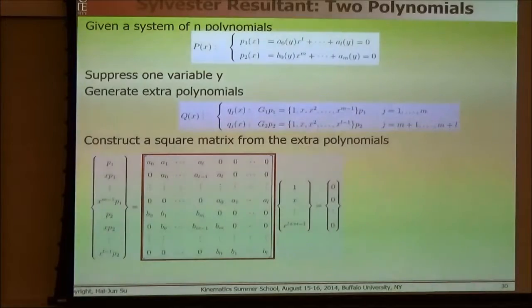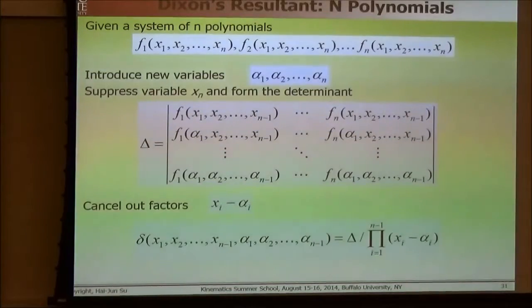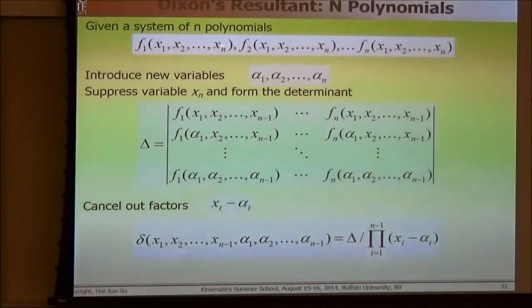Then you check if this is valid by substituting a random value for y and making sure it's not singular. Okay. So the second approach is called Dixon's resultant. That's for n polynomials, the general case. You introduce new variables, alpha 1 to alpha n.